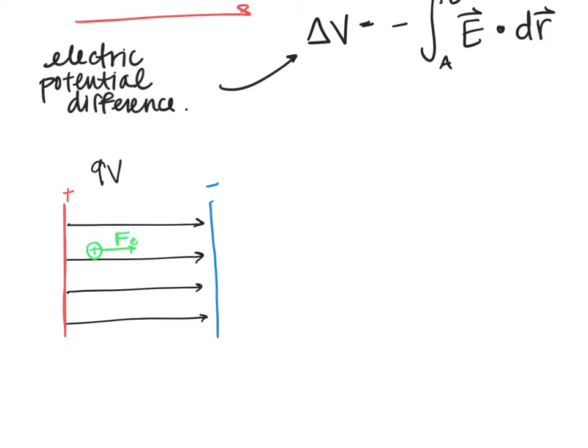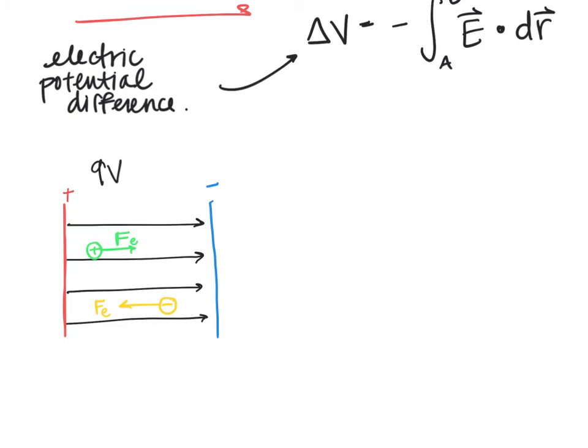And if a negatively charged particle was introduced, maybe it's here, my negative charge, remember the negative charge would experience a force to the left. So that means that as it moves to the left, positive work is being done on the negative charge, and it's going to a lower energy state. So the change in electric potential energy would be negative for that charge there.